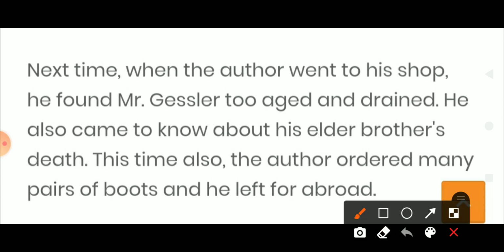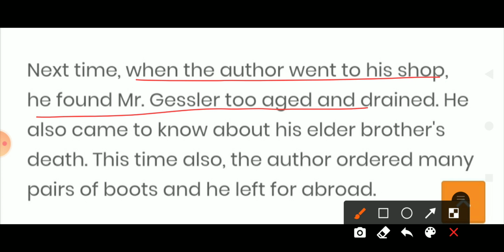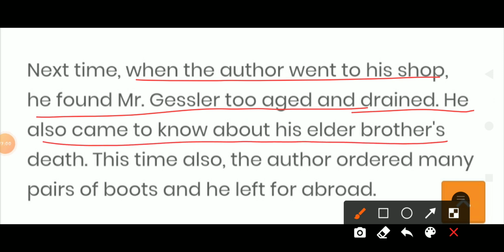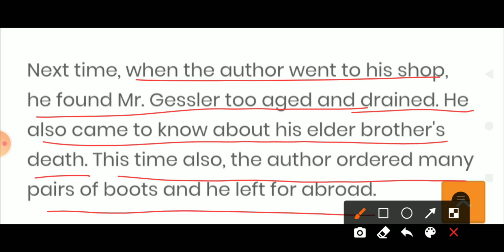Next time, when the author went to his shop, he found Mr. Gessler too aged and drained. He also came to know about his elder brother's death. This time also, the author ordered many pairs of boots, and he left for abroad.